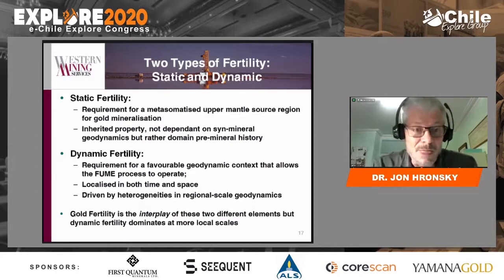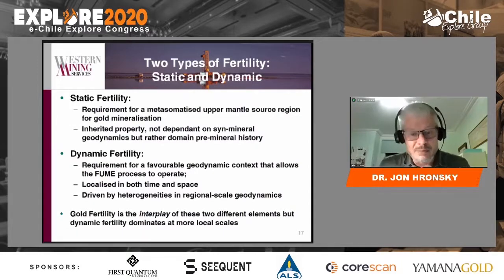The second type of fertility, dynamic fertility, is the requirement for a favorable geodynamic context that actually allows the FUME process to operate. And importantly, this is transient. These favorable conditions are localized in both time and space. And where they're localized is driven by heterogeneities in regional scale geodynamics. So gold fertility then is the interplay of these two elements, but in general, dynamic fertility dominates at more local scales.